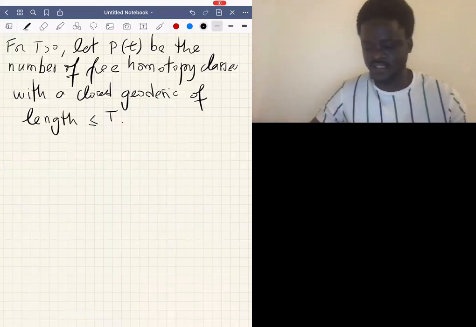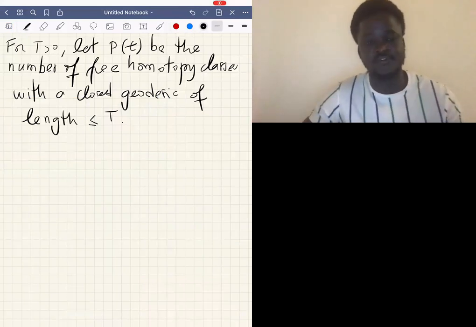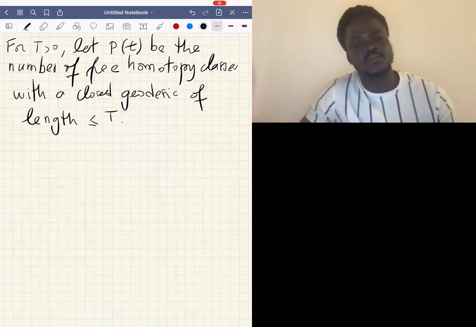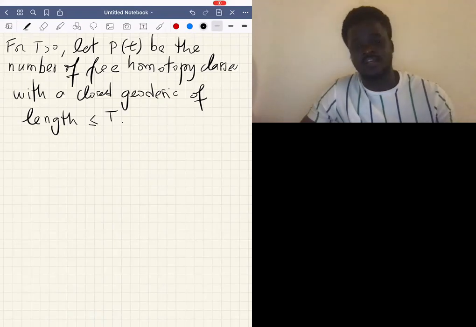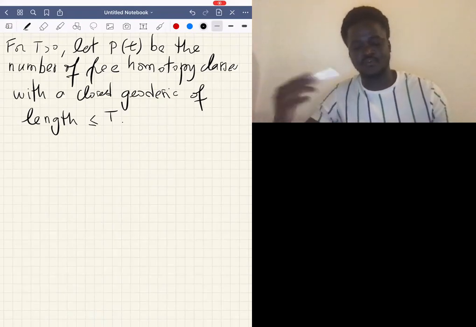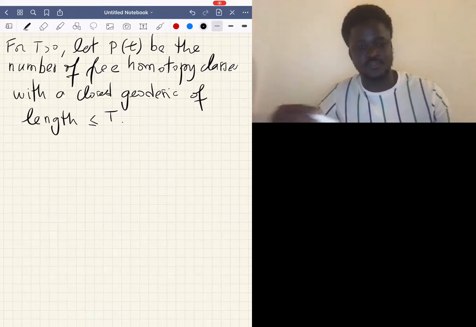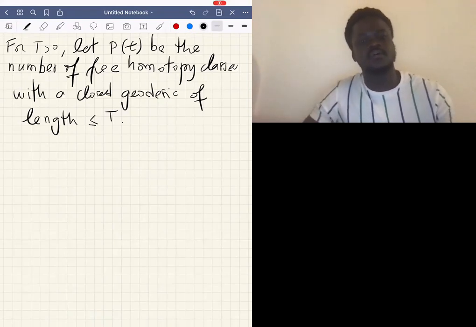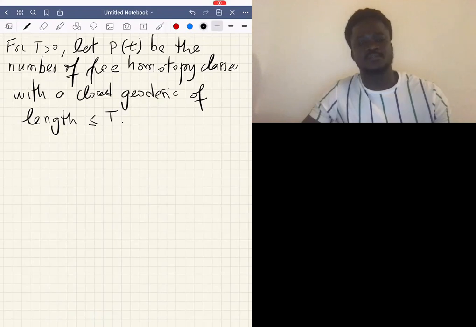There is a fact that is very well known that every free homotopy class contains at least one closed geodesic. In negative curvature, we know that it has only one closed geodesic, but as I said in the previous slides, in this flat bit, you have all these geodesics that are freely homotopic. So one free homotopy class can have multiple closed geodesics.